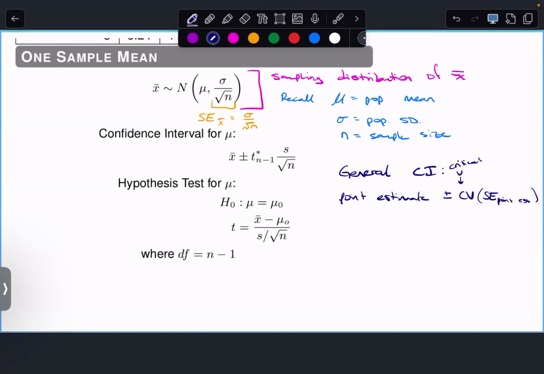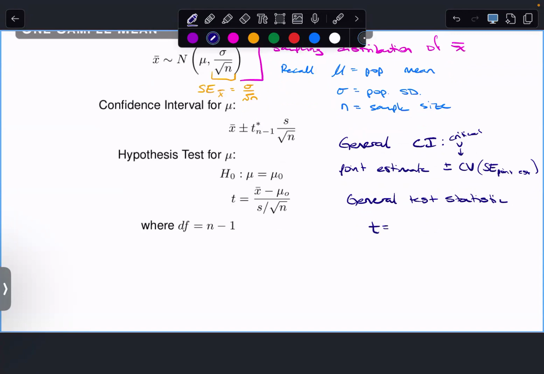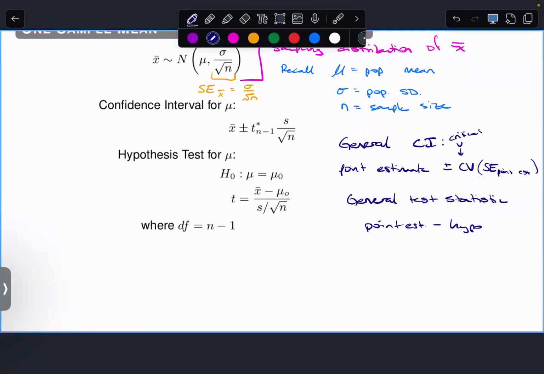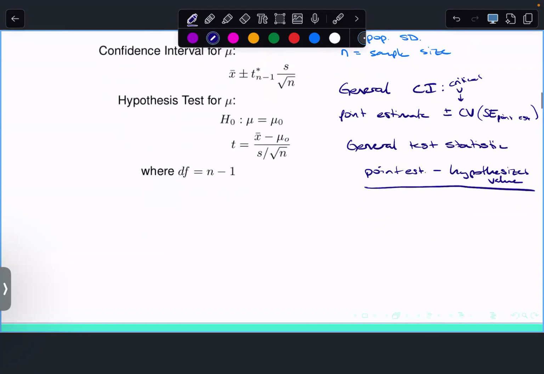For your hypothesis test, your general test statistic is going to be your point estimate minus your hypothesized value. How far is it from the hypothesized value, taking into account the standard error of the point estimate? Once we know the spread, we take that into account, and any test statistic has that format, right?